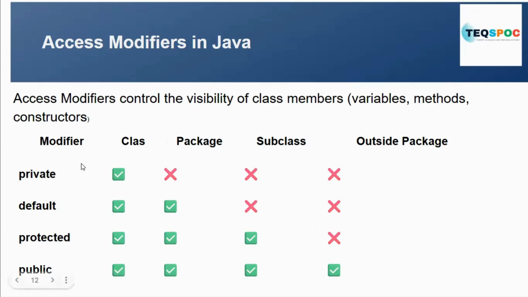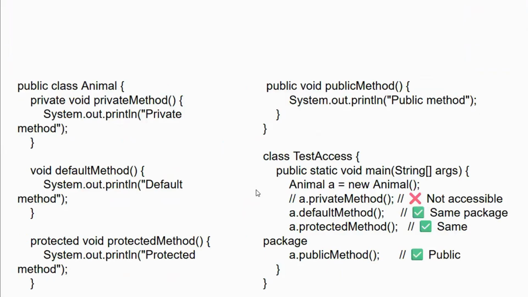Now, if you make the method or variable protected, then it can be accessed in the same package, and in a different package's subclass also, but not outside the package. Similarly, if you make the variable or method public, then it can be accessed in the same package, a different package, a different package subclass, and outside the class also. This is the basic definition of the access modifiers in Java.